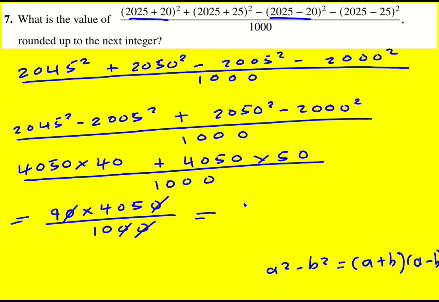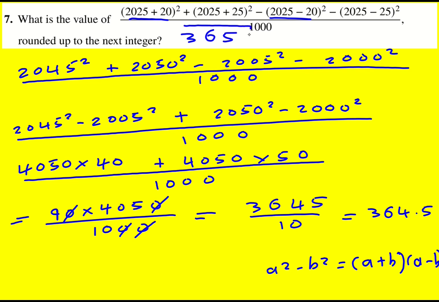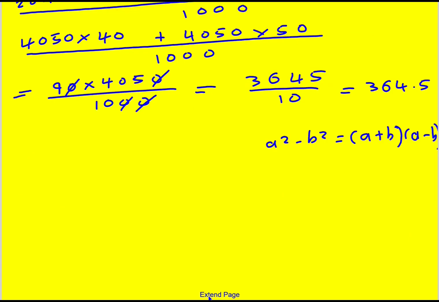Now just to do 9 times 405, well 9 times 4 is 36, and we get 3600, and then 9 times 5 is 45. Still divided by 10, so that will be 364.5. Rounded up to the nearest integer is going to be 365. Nice, that worked really well.